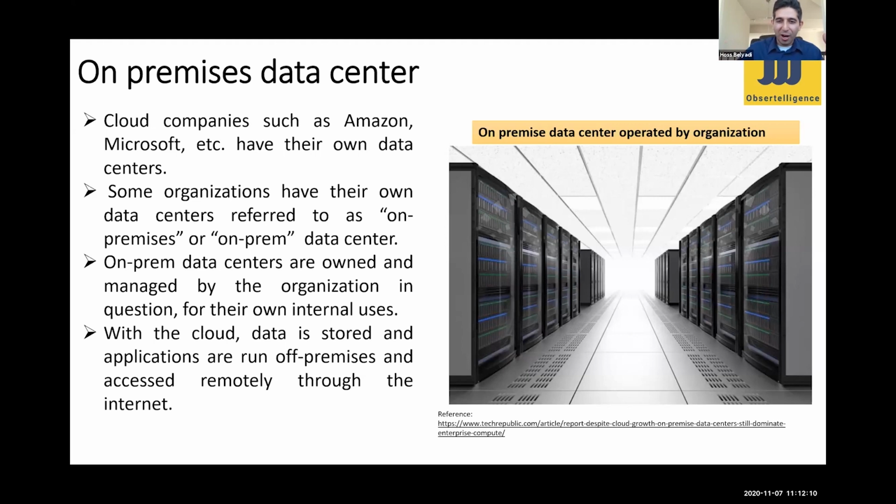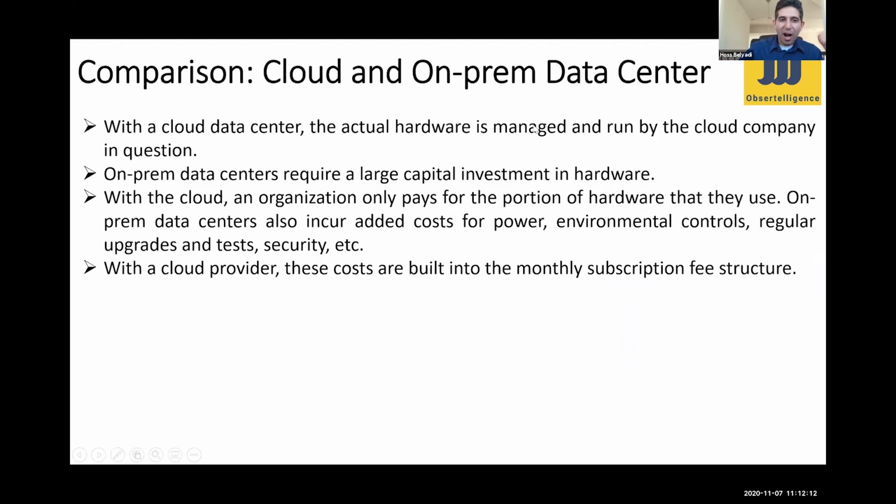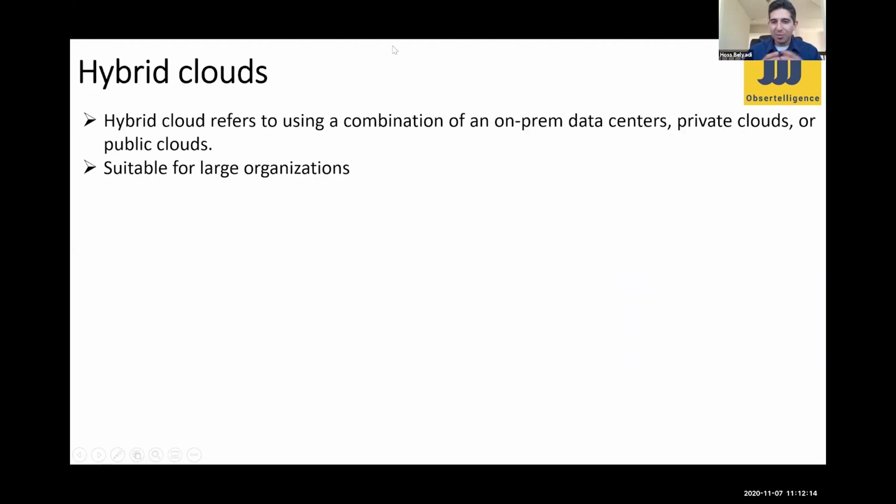This is the equivalent of hybrid clouds. A lot of companies have both. They have the cloud data centers through Amazon and Microsoft, and also a traditional, on-prem data center. So they have both, and it's suitable for large organizations.